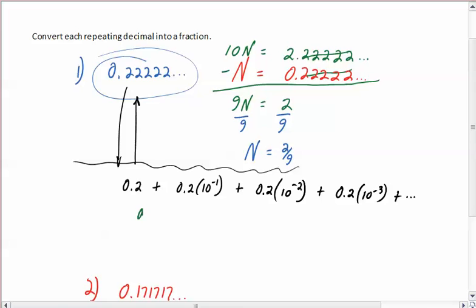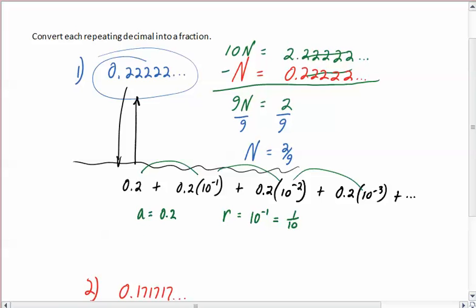So what is my A? My A is 0.2. My R is 10 to the negative 1. In other words, it's just a tenth, because if I look at the difference between this one and this one and this one, it is a tenth. Okay, so we know that it's going to have a sum because the absolute value of my common ratio is less than 1. So I really only need those two pieces in order to put together the sum.